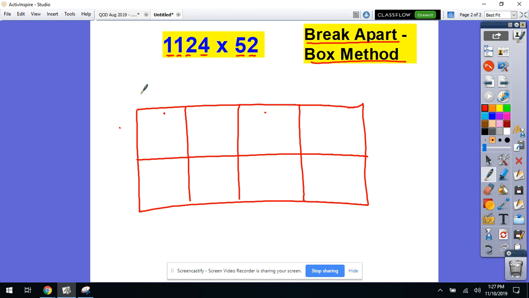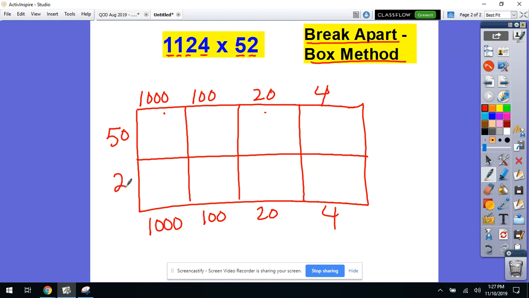Did you hear me say this? 1,000, 100, 20, and 4. That's how we get our first row of numbers. And I'm going to put it down here too, because this kind of helps people when they're multiplying. Okay. Now times 52. I just put these on both sides just to help us when we multiply. Okay? All right, now let's multiply.